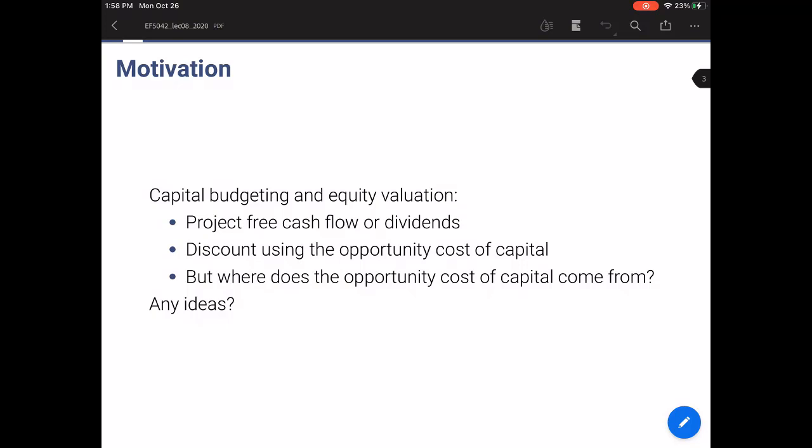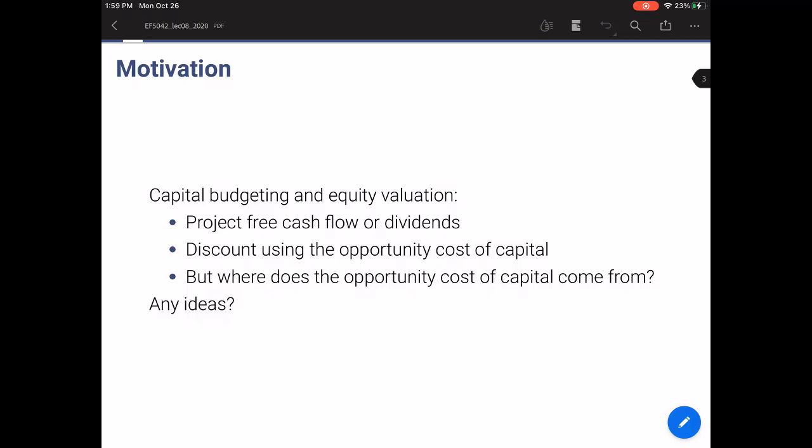And as I already stated, we discount these free cash flows or dividend payments using the opportunity cost of capital. And the question we have been asking ourselves for the past several weeks is, where does this opportunity cost of capital come from? Based on what we've talked about so far, we basically have all the components we need to do this. First, we talked about debt. We presumed that the cost of debt is some function of the risk-free rate. And so once we have the risk-free rate and we know how likely a firm is to default, we can definitely come up with a cost of debt for the firm.